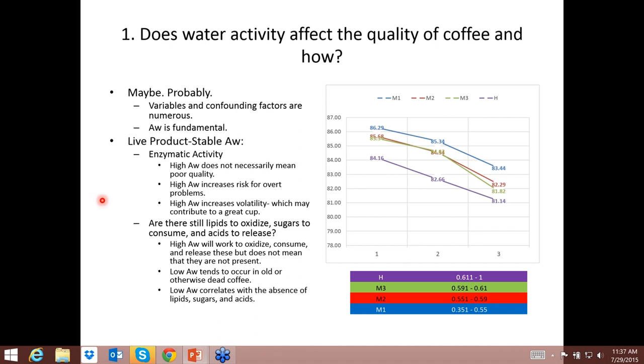And here's another question. When we say, does it affect quality and how, there's at least two questions there. We've talked about coffee, especially coffee in particular, as a live product. And then we're also looking at stable water activity. So when we talk about quality, do you want the most vibrant popping coffee you can imagine right now? Or do you want a really, really good coffee that's going to last over time? These are different types of quality. So high water activity does not necessarily mean poor quality coffee.